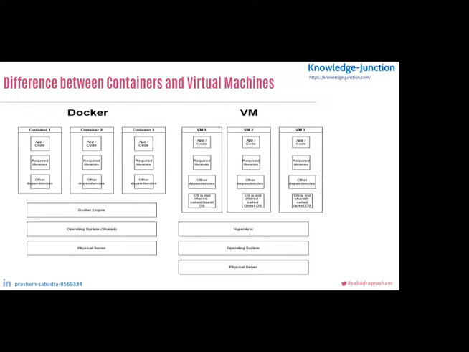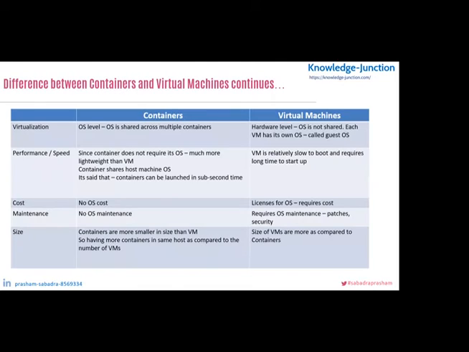This is not the case with containers. We have a containerization platform. We call it the Docker engine. We'll discuss what the Docker engine is, but then we have container 1, container 2, container 3. And here the difference comes. The important point to understand is the operating system. As we discussed, the operating system is shared across multiple containers, but for virtual machines, the operating system is not shared. We call it guest OS.